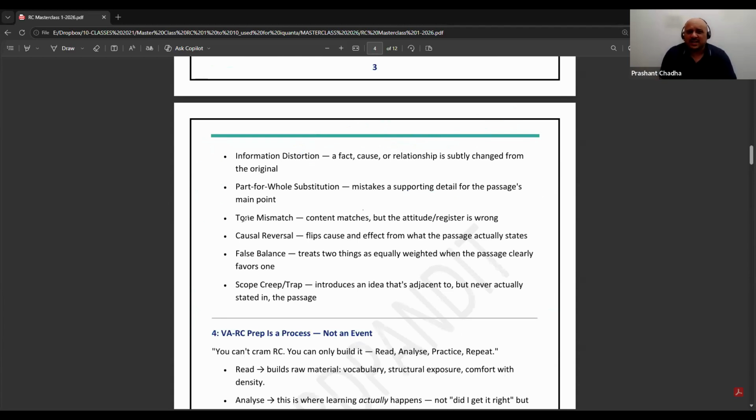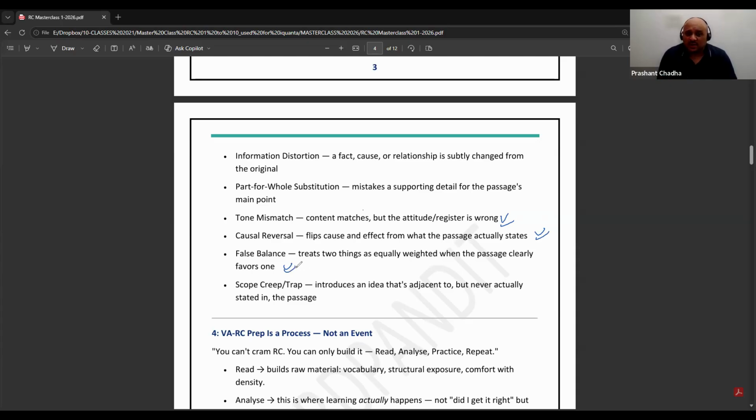If the author said it in a different tone, the answer choice goes in a different tone, right? Then there is causal reversal, where the opposite of the passage is stated, where the cause and effect are flipped. That is causal reversal, right? False balance: you treat two things as equally weighted when the passage clearly favors one.